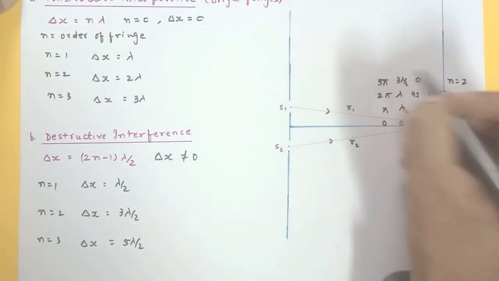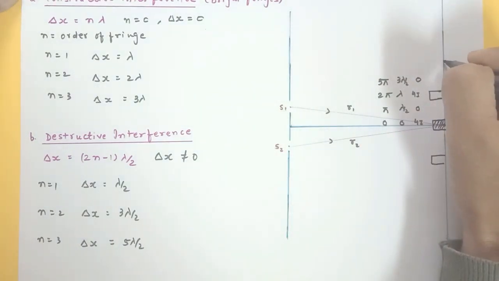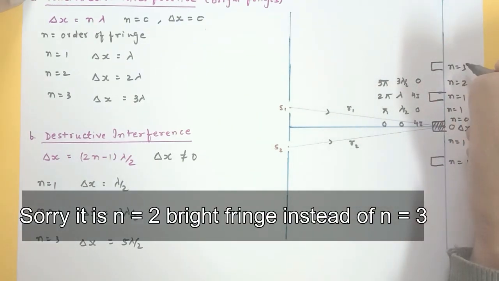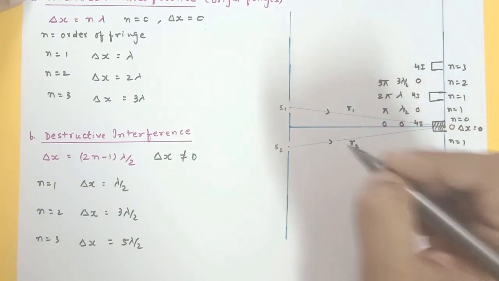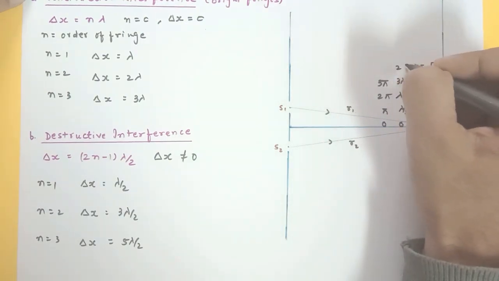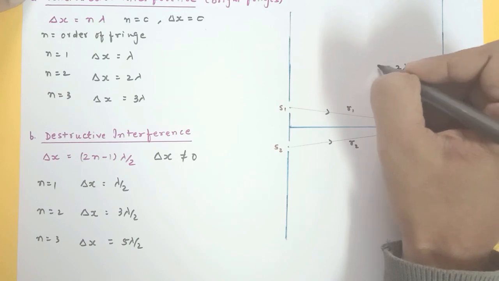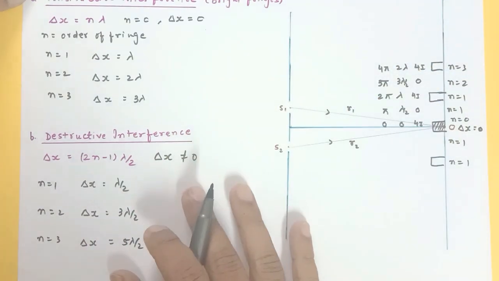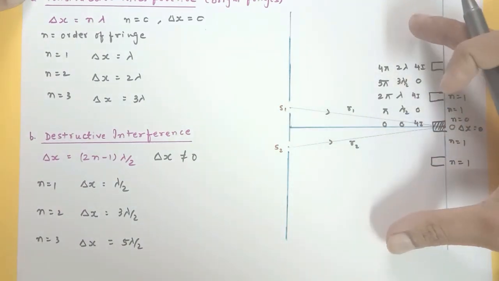So I think that you might have got what I want to say over here. In the same way, you can continue for n is equal to 3. Here also, this is the third bright fringe. So again, intensity would be 4I. Then the path difference would be 2 lambda. Then this would be equal to 4 pi, like this. So all these points we have jotted down, and in this way we get the beautiful pattern of fringes over here.